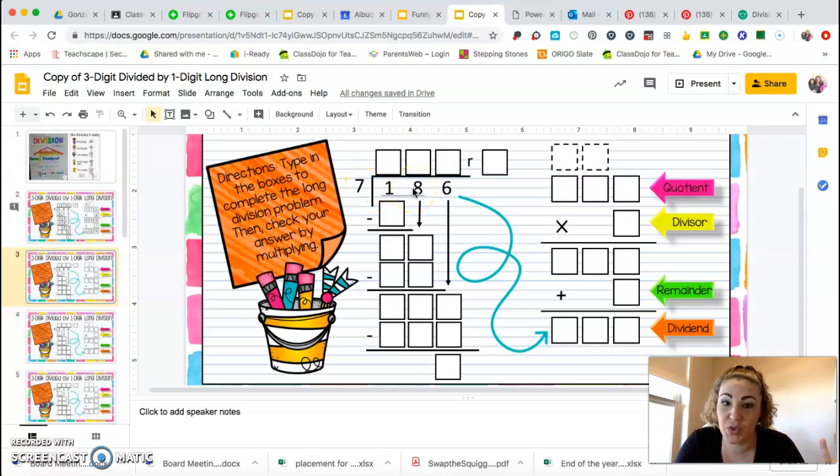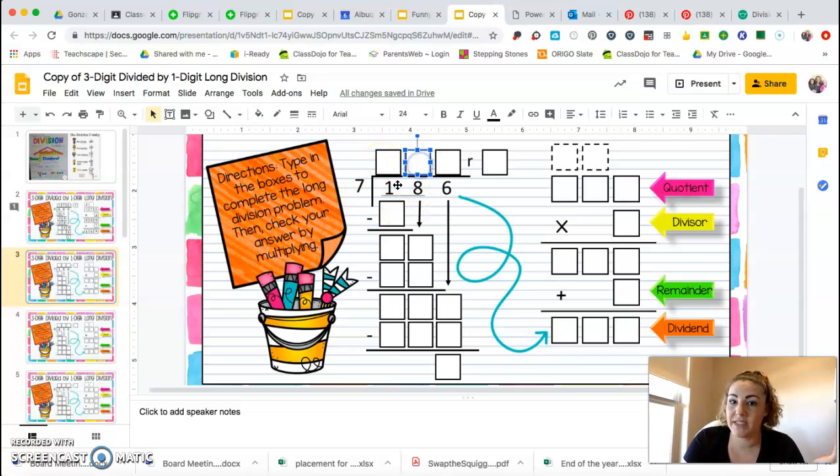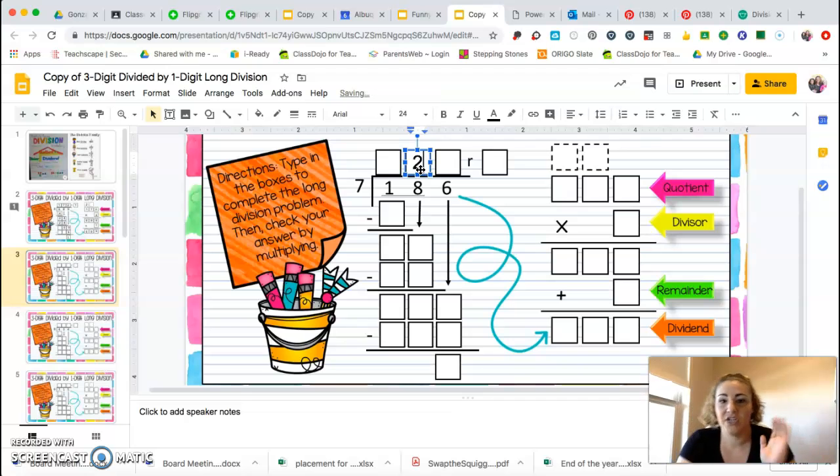Well, 7 times 2 is 14. 7 times 3 is 21. So I can't put a 3. I have to put 2. I'm not going to put my 2 in the hundreds place. Always put it over the last digit you used, so for 18, I'm going to put it over here in the ones place. And I'm going to say 2.